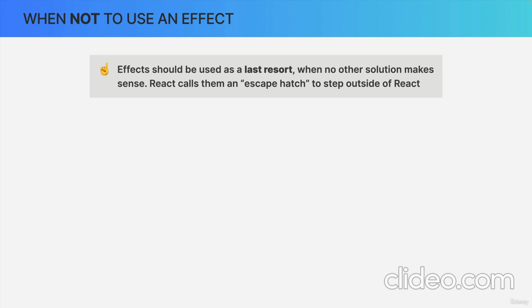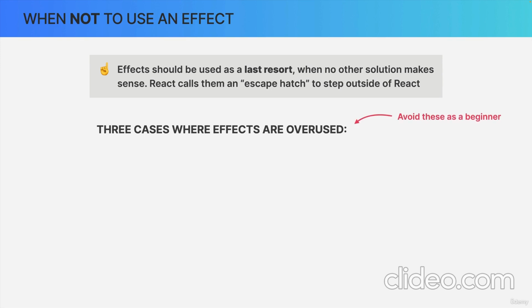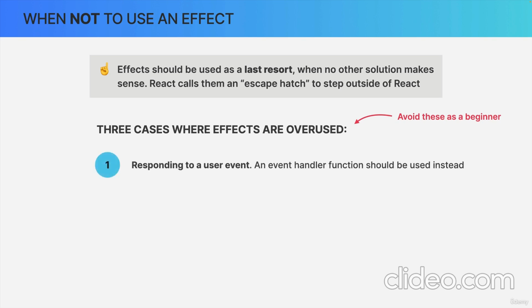Now, I'm not really gonna go deep into this right now, but here are just the three biggest use cases where effects are still being overused and that you should avoid as a beginner. The first one is to use an effect to respond to a user event like a click or a keystroke. So, as we learned before, a user event should, whenever possible, be handled with an event handler function and not with an effect, even if the handler does create a side effect.